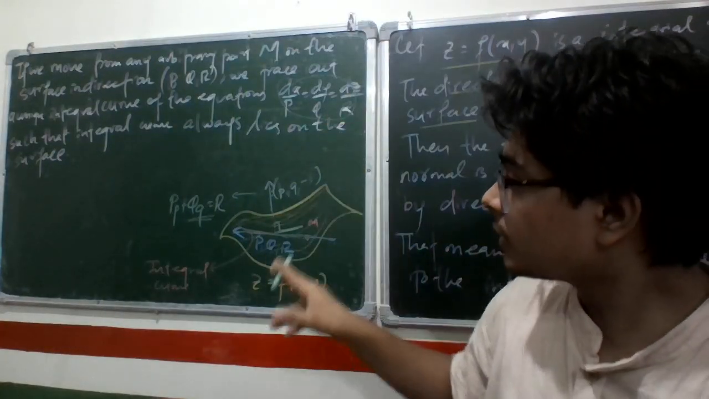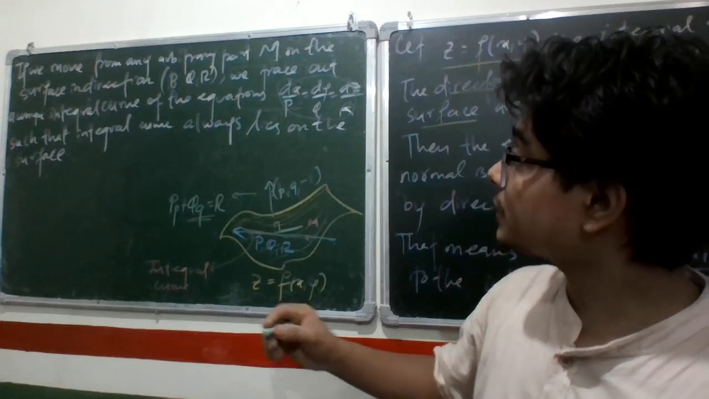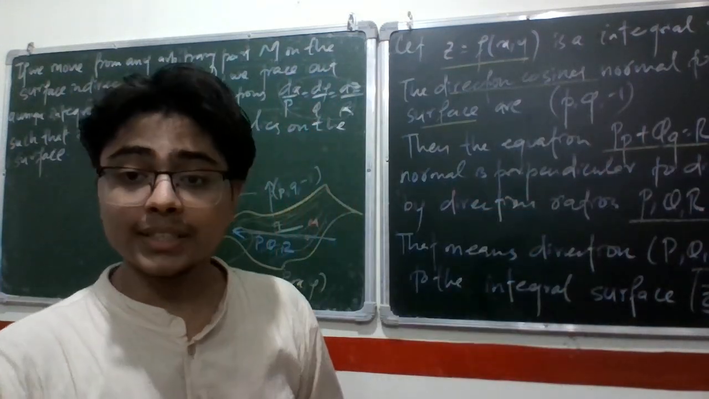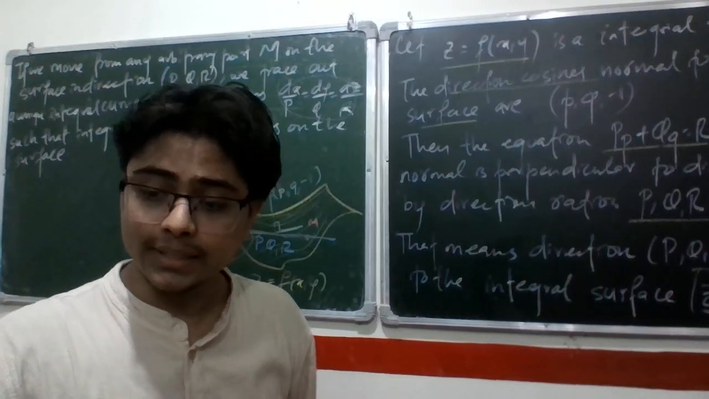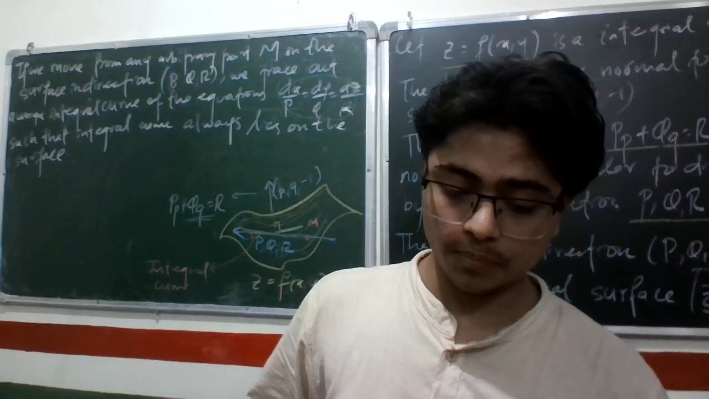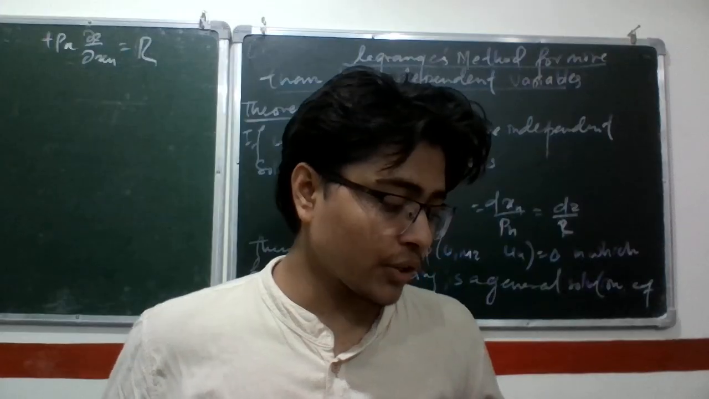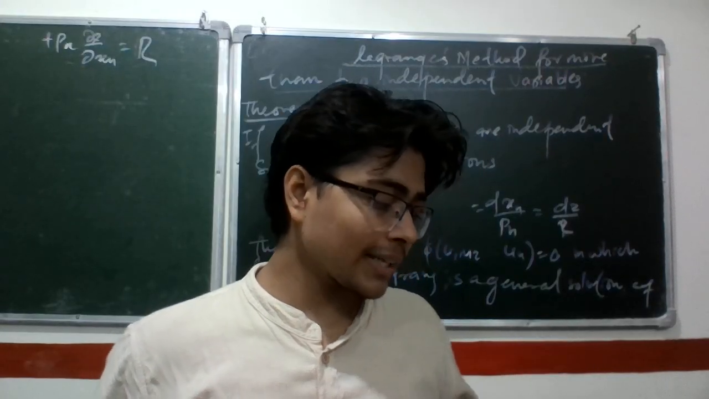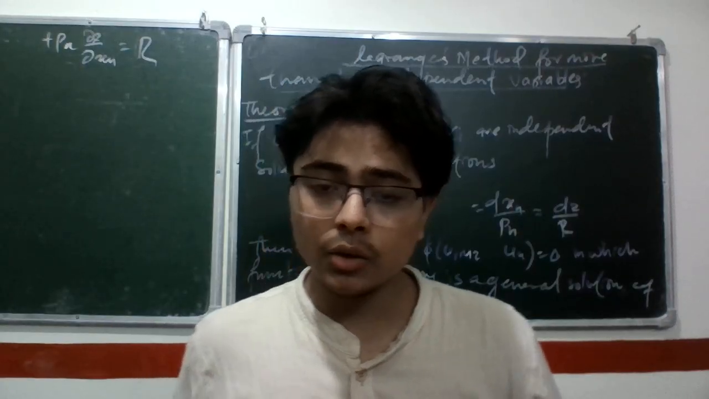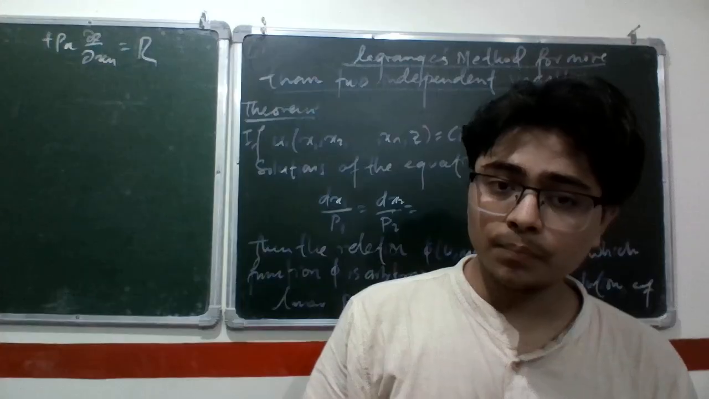And these curves define the actual surface, which is defined by this equation, Pp plus Qq equals R. So this is what the whole thing is. This is how you can understand it geometrically. Okay, so we have a theorem for Lagrange's method for more than two independent variables. Let's take a look at it and try to solve some questions regarding it.